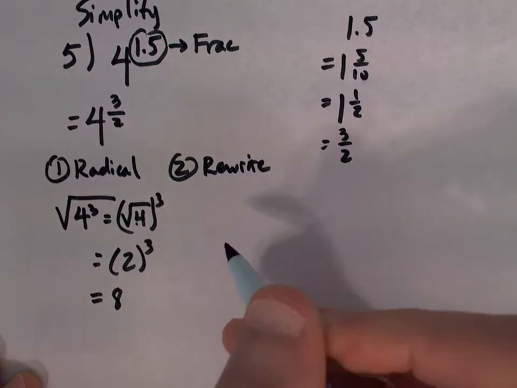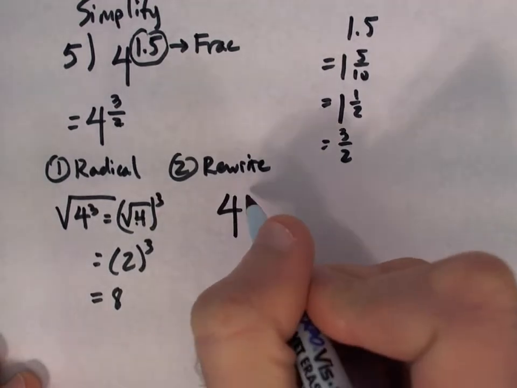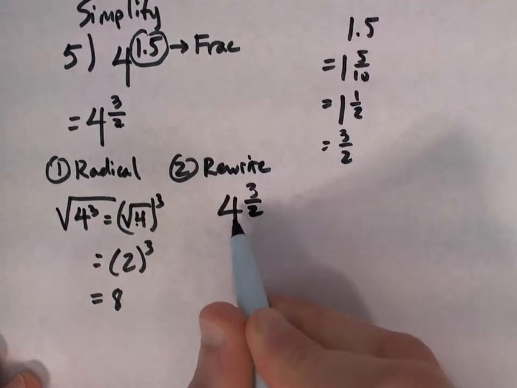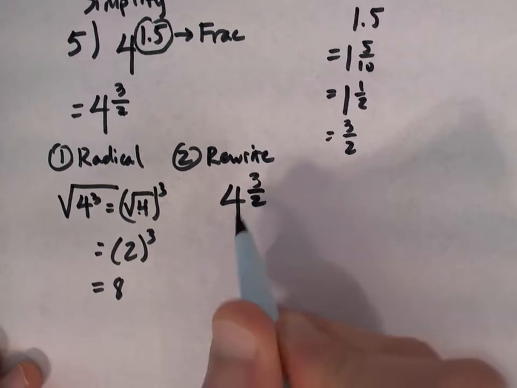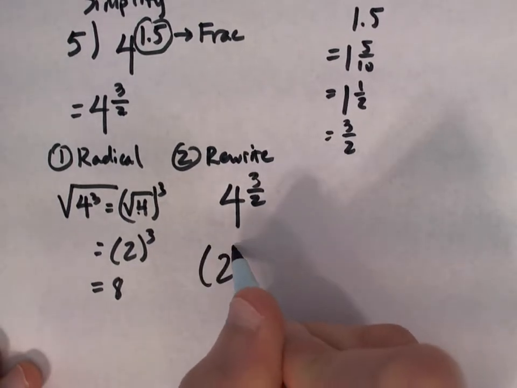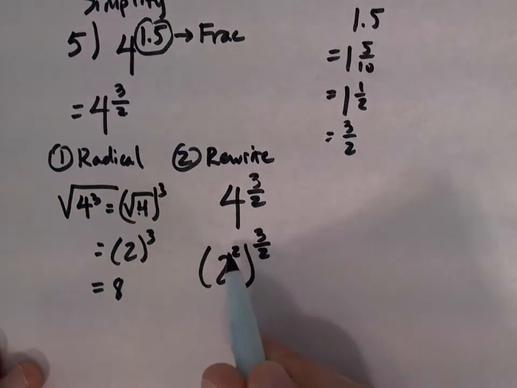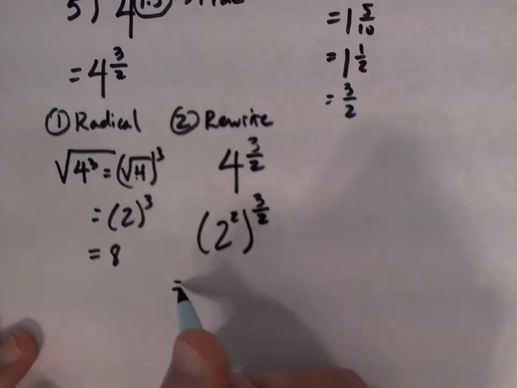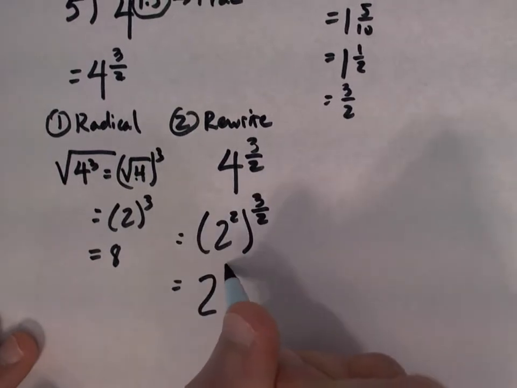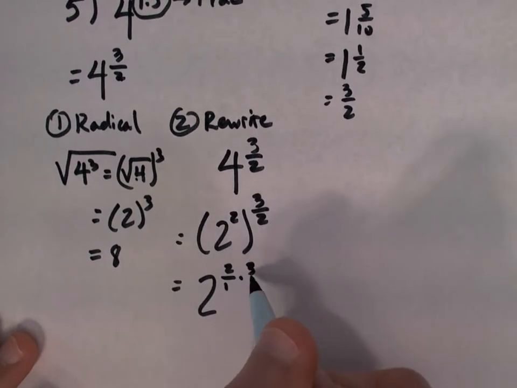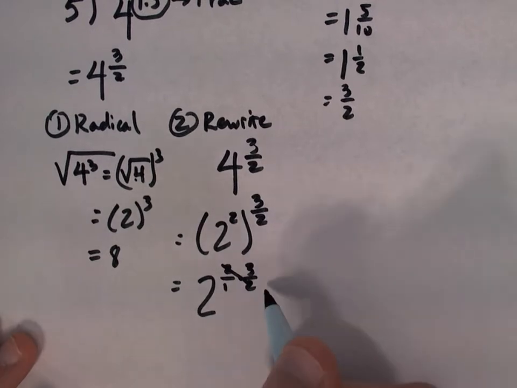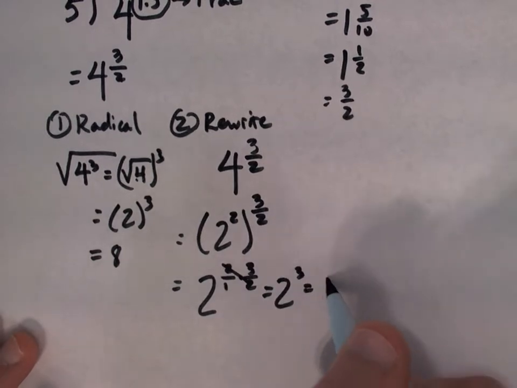Method 2, I could rewrite this, 4 to the 3 halves. I wanted to rewrite 4 so it cancels out with this 2, so it simplifies. So I'm going to rewrite 4 as 2 squared. Again, I take a power to a power. Now these guys are going to work out nicely. So you just multiply 2 to the 2 over 1 times 3 over 2. The 2's just become 1. We just get 2 cubed, which is 8.